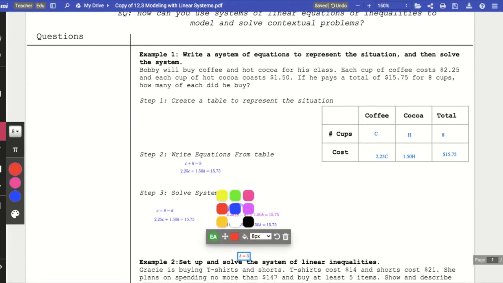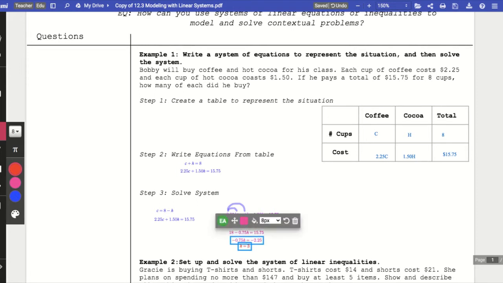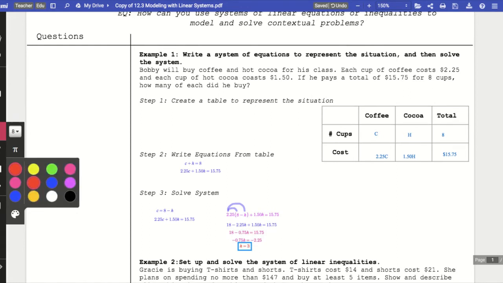Okay. So h is equal to 3. Remember, h represented hot cocoa, so that means he bought 3 cups of hot cocoa. This is easy math, but we are going to write out the steps. In order to figure out c, yes, you probably know in your mind that he bought 5 cups of coffee, but because I'm your math teacher, I'm going to make you write it out.